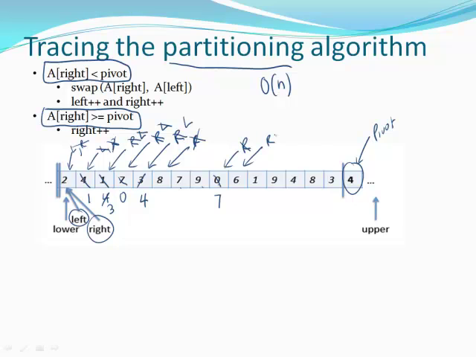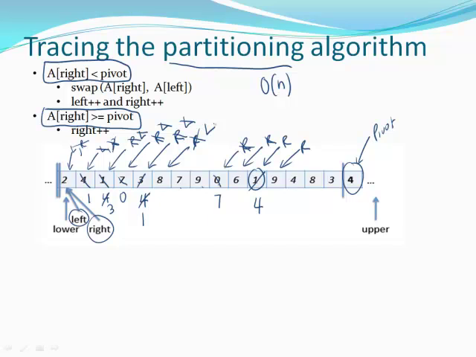And so right is now pointing to 6. Now the right will continue to move to the right. We'll move to 1, and at that point the right pointer is strictly less than the pivot. So we must do a swap between 1 and 4. So the 1 comes here, and the 4 comes here, and the right moves to this location, and the left moves forward. So left is now pointing to 8.